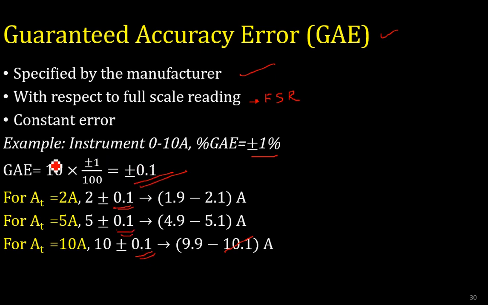Because you are calculating this value with respect to the full scale reading. This 10 is the full scale reading of the instrument. So remember, the guaranteed accuracy error is with respect to the full scale reading, and whenever you make any measurement with that particular instrument which is specified with the guaranteed accuracy error, you will get the same absolute value of this error throughout. Okay, 2 plus or minus 0.1, 5 plus or minus 0.1, 10 plus or minus 0.1. If you measure 9 amperes, you will be getting 9 plus or minus 0.1, 8.9 to 9.1. So that is the concept that you need to understand.